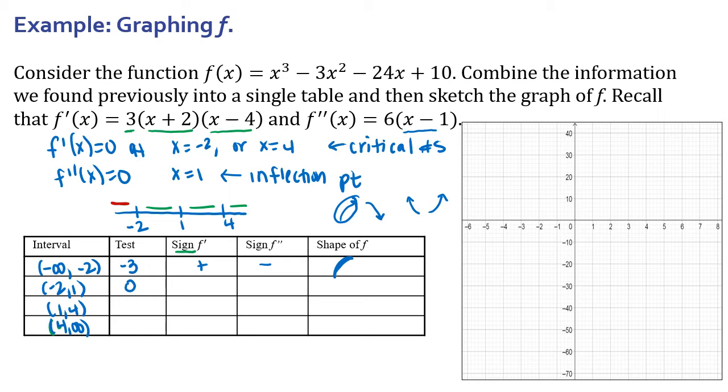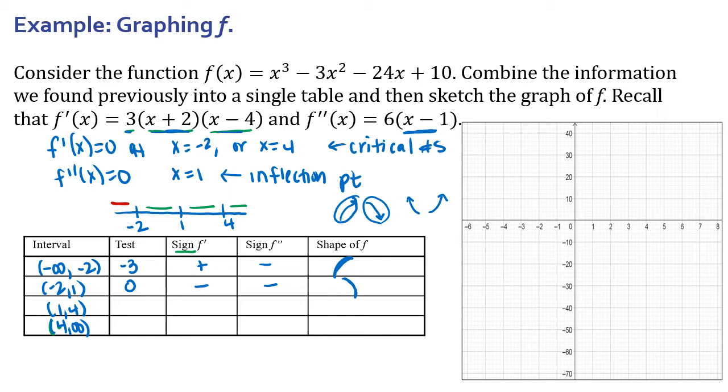So if I substitute 0 into the first derivative, you get a positive times a positive times a negative, which is negative. If I insert 0 into the second derivative, I get a negative. So the second derivative is negative, so we're concave down. The first derivative is negative, so we're decreasing. So it's going to look like this, that shape.